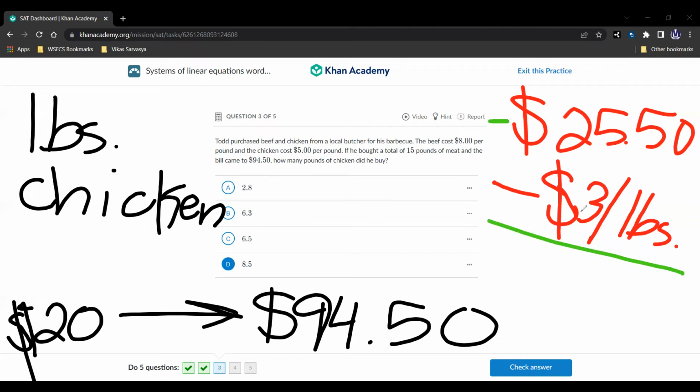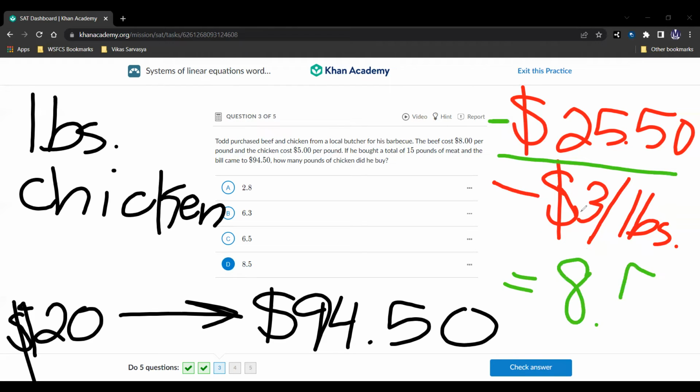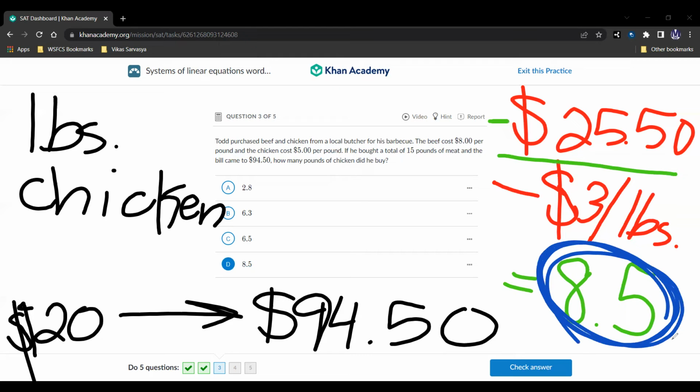So if we divide this out, we get that it's going to take 8.5 pounds of chicken to get from the cost of $120 down to $94.50. So the answer is 8.5 pounds of chicken that it takes to get down to this cost. So our answer is 8.5.